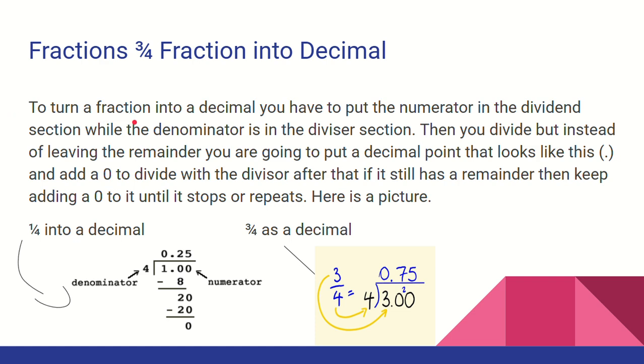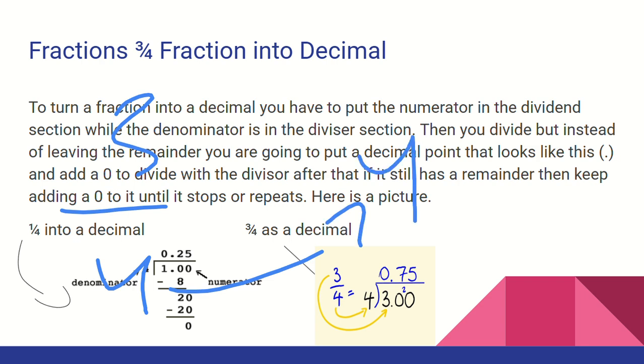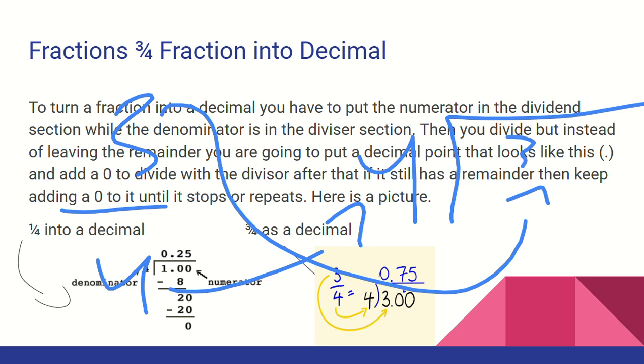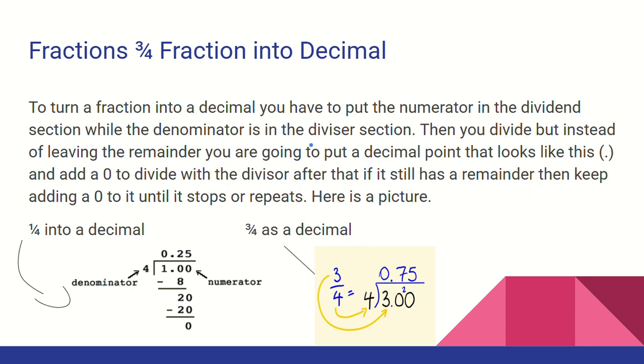So to solve this, jot this down. To turn a fraction into a decimal, you have to put the numerator into the dividend section, while the denominator is in the divisor section. Which means if I had 3/4 over here, the 4 would be our divisor and our 3 would be the dividend. Then you divide, but instead of leaving the remainder, you are going to put a decimal point that looks like this.